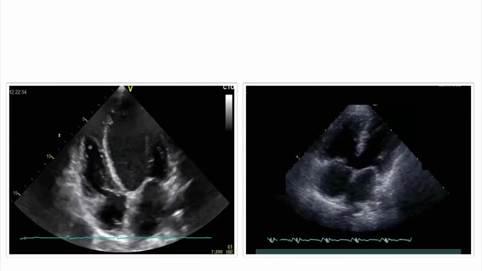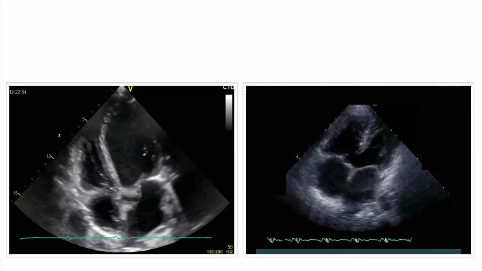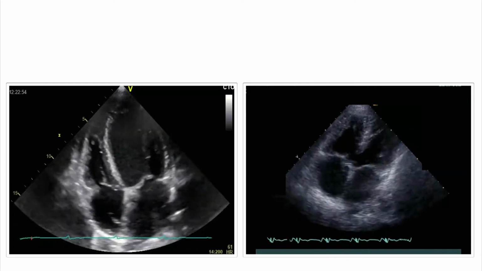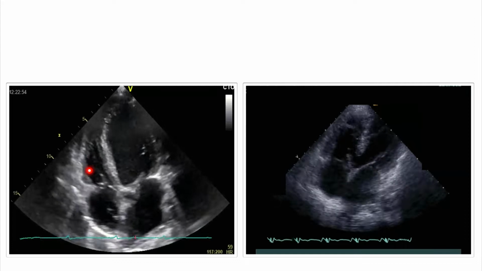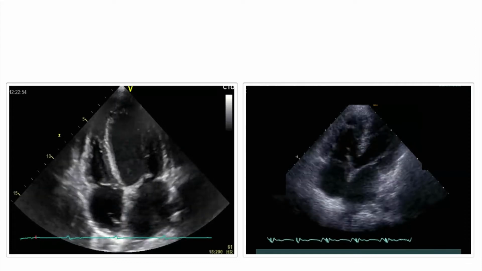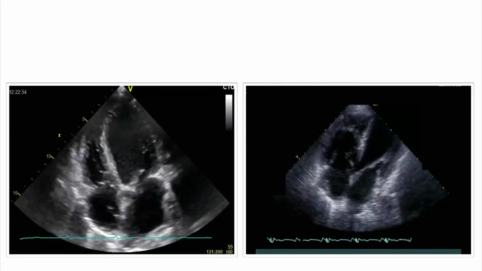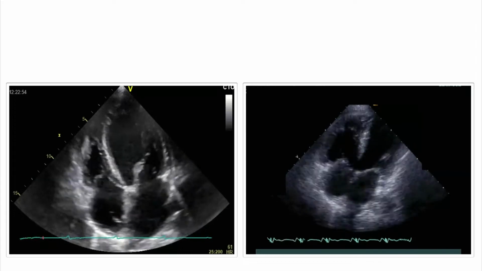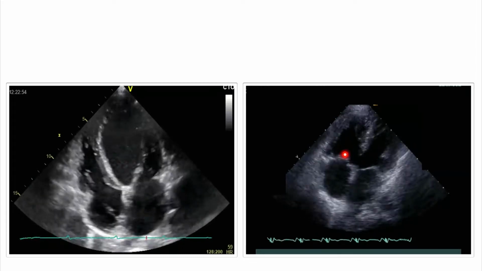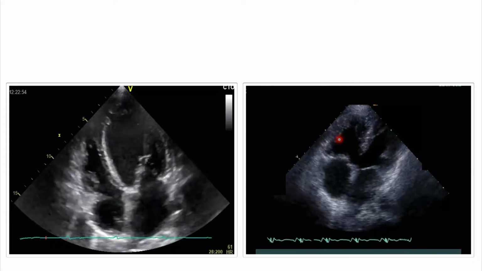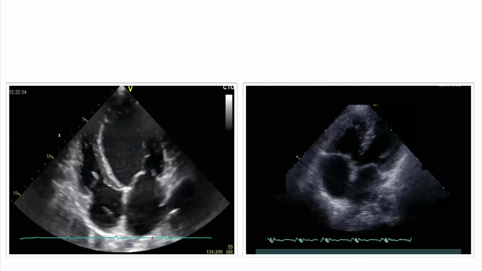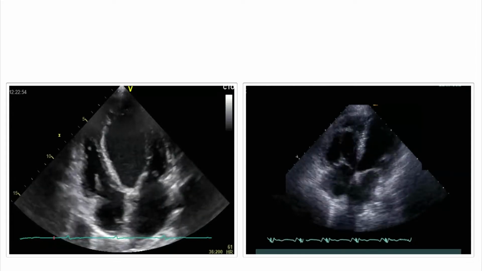Here are some other examples. We have a relatively small right ventricle on the left with a relatively preserved function, and on the right, again, a dilated ventricle, which is moderately reduced in function. So let's put everything together that Anna just said.